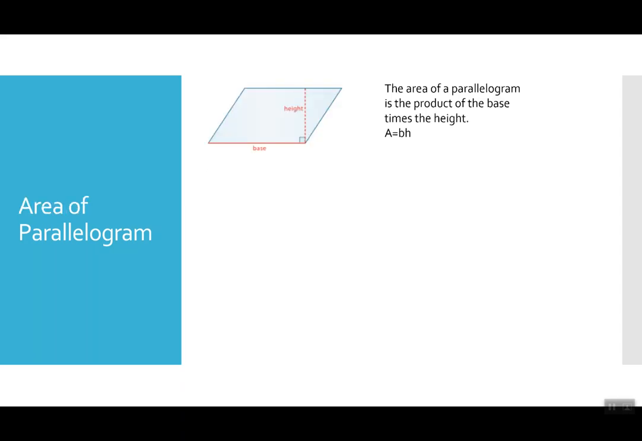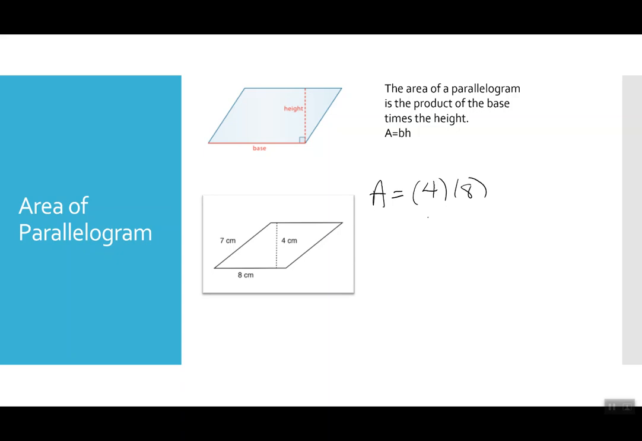The area of a parallelogram is the product of the base times the height. Again, the height is going to touch the base at a perpendicular, which means a 90-degree angle. So look for this dashed line so that when it touches the base, I can see that it hits at 90 degrees. In this example, we're just going back to the one I just had with the 7, the 8, and the 4 inside. So now I want to use the 4 centimeters as the height with the 8 centimeters as the base. So my area is 4 times 8.